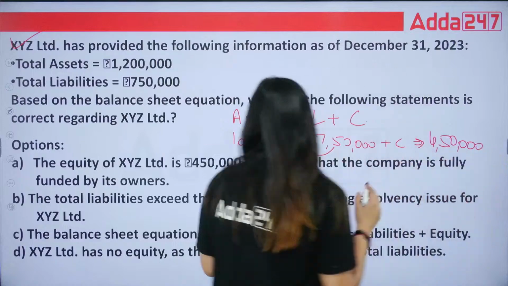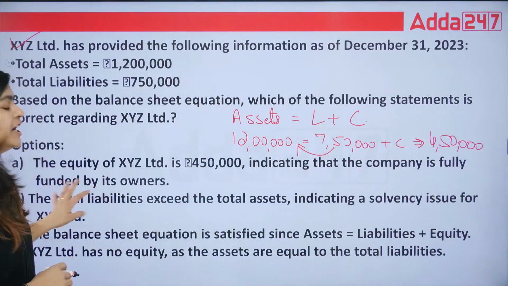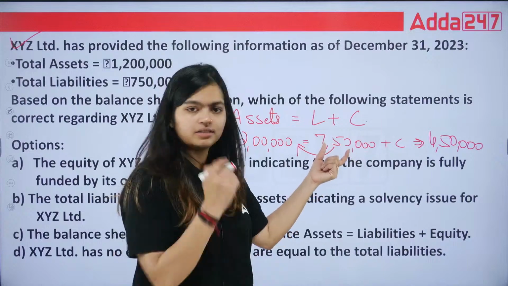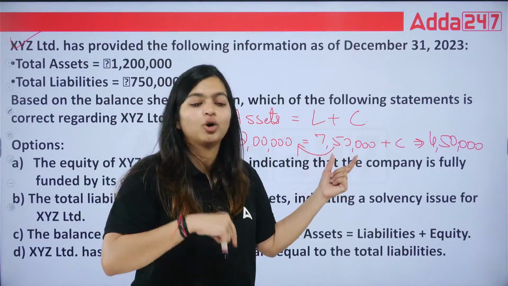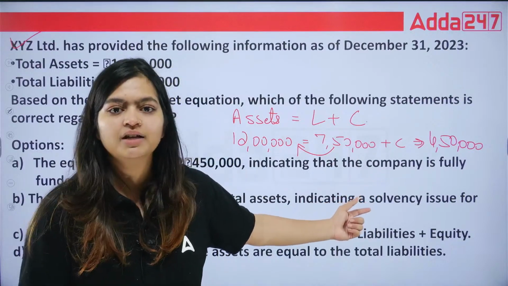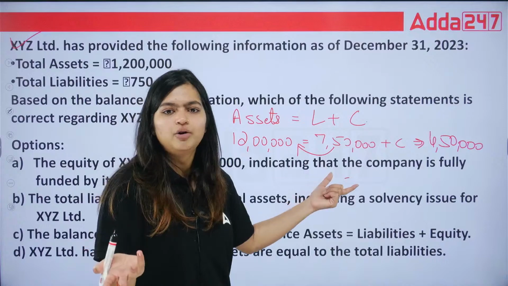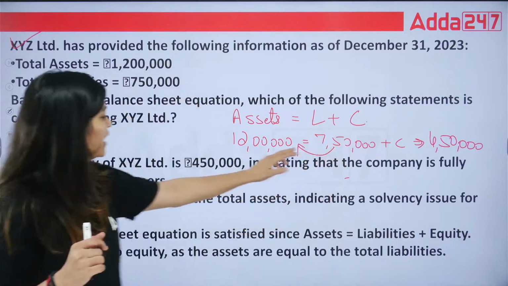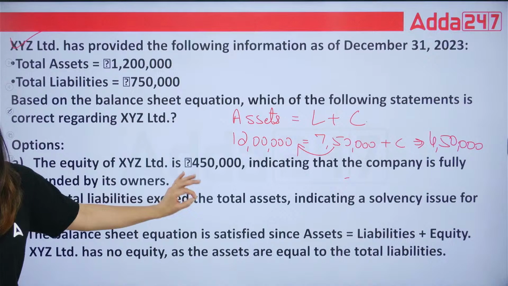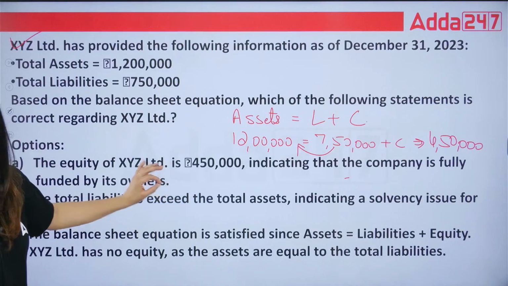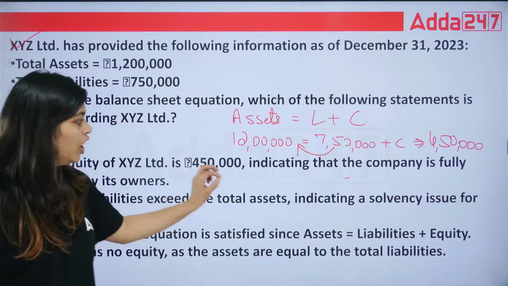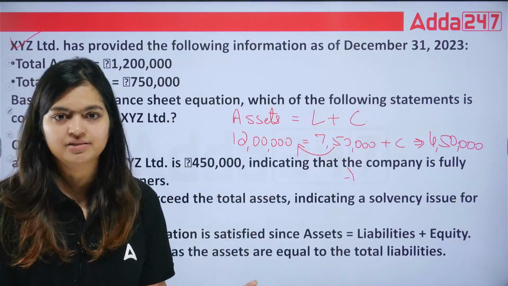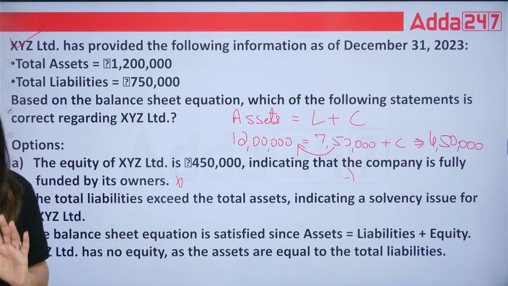But if you read the second part, indicating that the company is fully funded by its owner, that is not true. Full amount of this 12 lakh means they are saying that the 7,50,000 is also funded by their owners only. That is not true. The company might have borrowed some amount, correct? Some amount can be of loan. That is what liability is, correct? So this option A is partially correct, because the 7,50,000 is funded with the help of borrowings. That's why your first option is wrong.